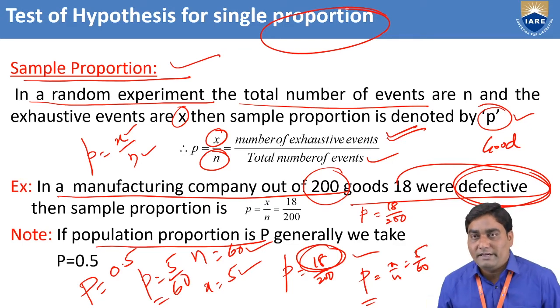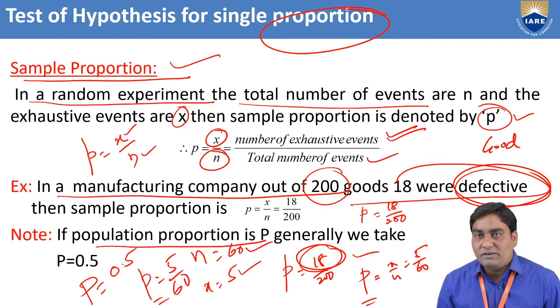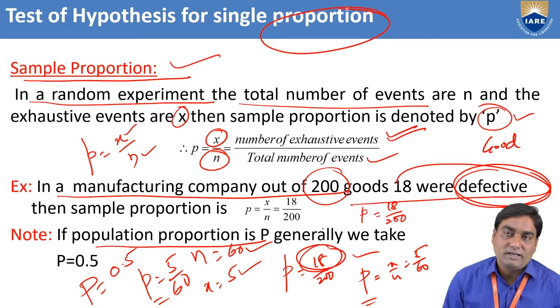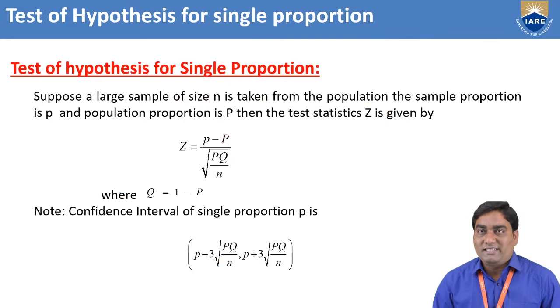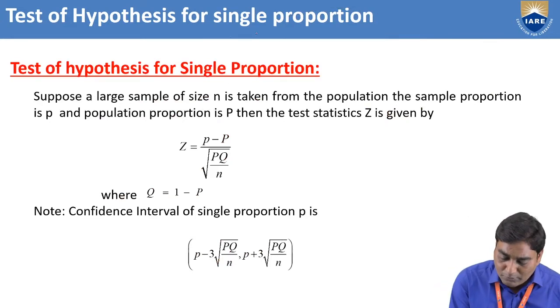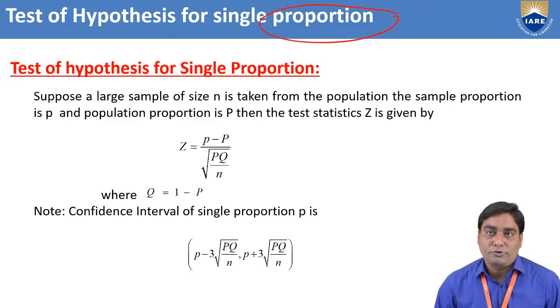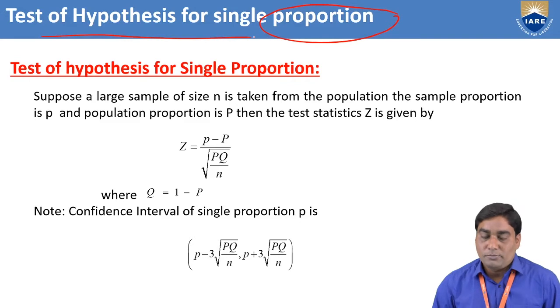In any random experiment, the total number of events is n and the exhaustive events are small x, then the sample proportion small p is the number of exhaustive events by the total number of events. Now we are going to do test of hypothesis for single proportion. This topic, proportion or sample proportion, we discussed in the previous slide.